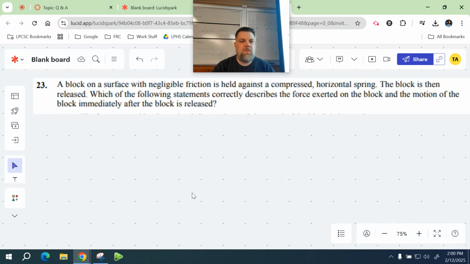All right. It says a block on a surface with negligible friction is held against a compressed horizontal spring. The block is released. Which of the following statements describes the force exerted on the block and the motion of the block immediately after the block is released? So let's draw the picture first, okay?